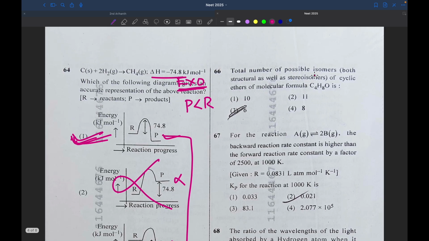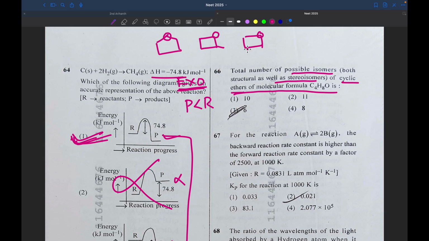Next one, total number of possible isomers, both structural as well as stereoisomers, of cyclic ether of the following formula. Cyclic ether, okay. So we have 4 carbons and 1 oxygen. So that means we have a pentagon. So this is one possibility, C4H8. We have to draw cyclic ethers only. This is one and this is another one, where you have one CH3 here, and this is another one where you have CH3 over here.